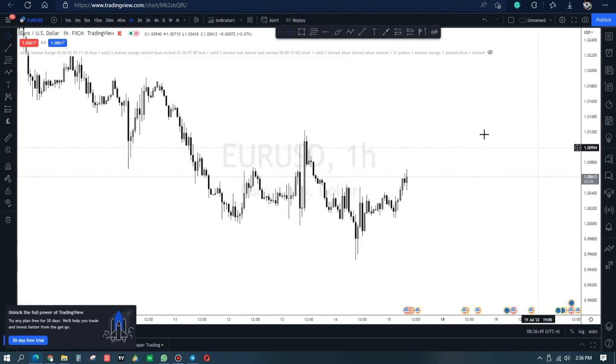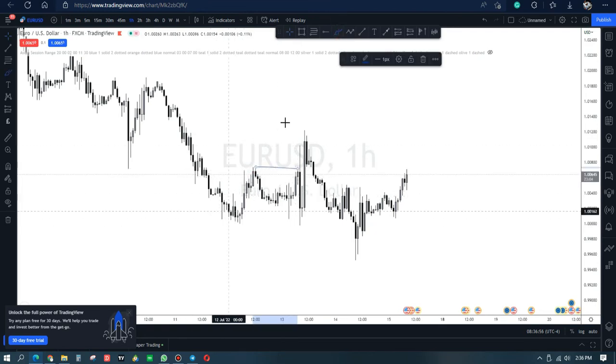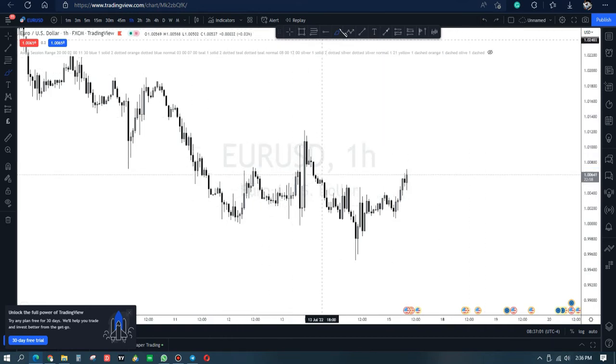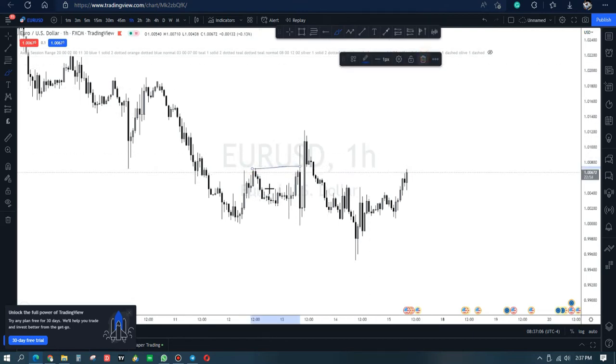What I mean by a very complicated structure is, as you can see, the price just took out this high, which kind of invalidated our buys. Okay, we're going to ignore that, and then the price went on to take out this liquidity that was lying below.